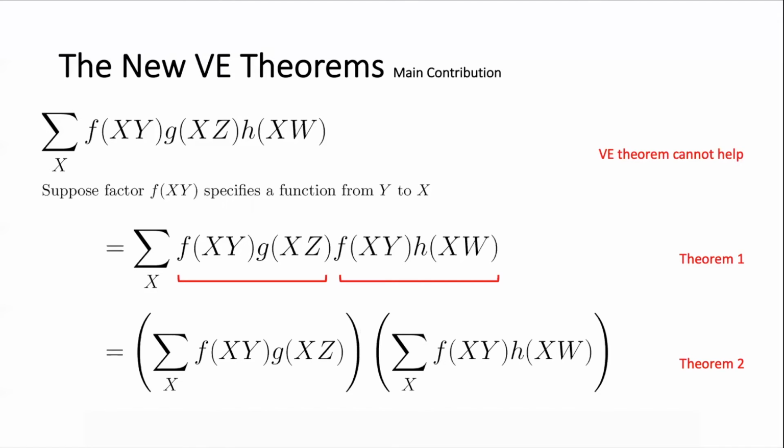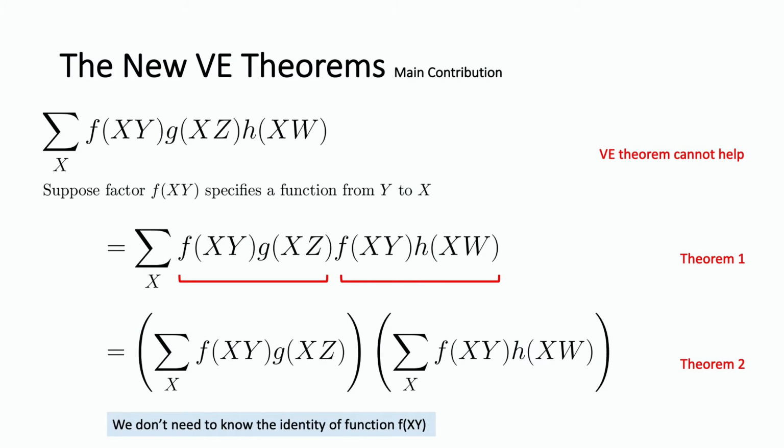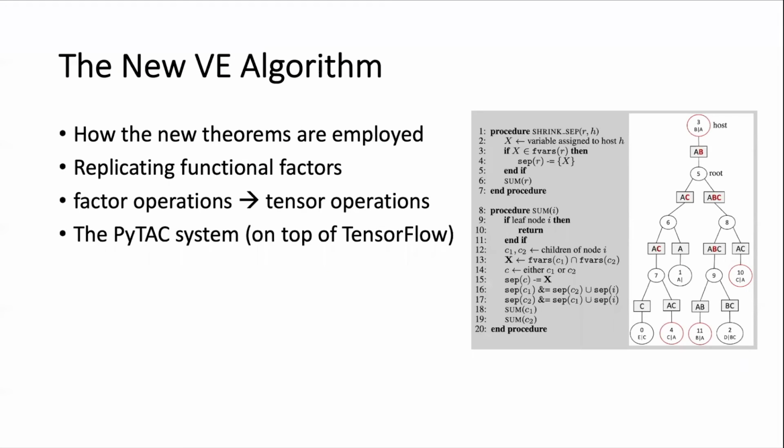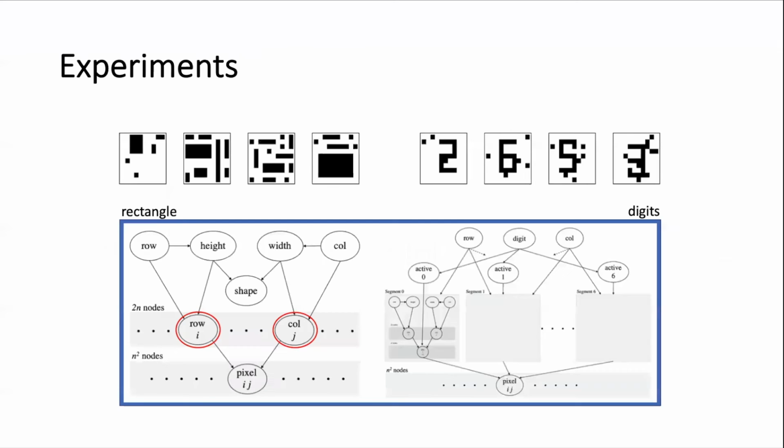And the interesting thing here is that these results do not need to know the identity of the functional relationship. All I need to know is that this factor represents a functional relationship from Y to X, but I don't need to know the details of that function, which is pretty significant from a learning point of view, as it allows us to exploit functional relationships computationally, even though we don't know their identities. Of course, how do you put these 2 theorems together to construct an algorithm? That's in the paper, code, examples, and so on.